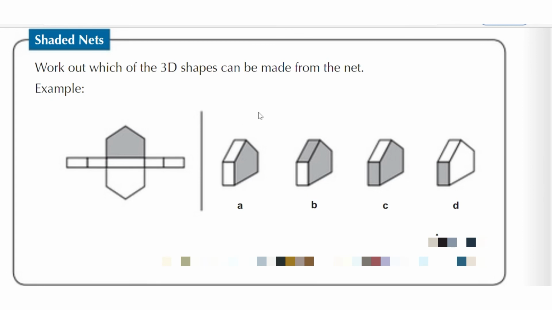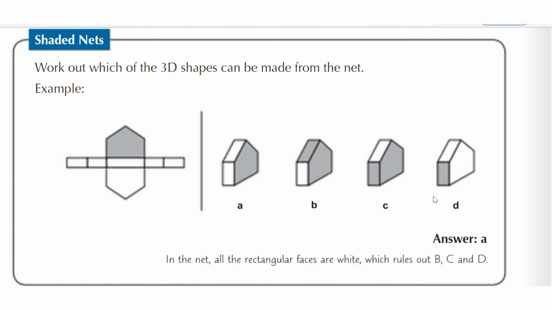Shaded nets. Work out which of the 3Ds can be made from the nets. So you can see the rectangles there are all white, so that says to me that they must have rectangle faces, and that strikes out B, that strikes out C, that strikes out D. We only have A. So in the net, all the rectangular faces are white, which rules out B, C, and D.